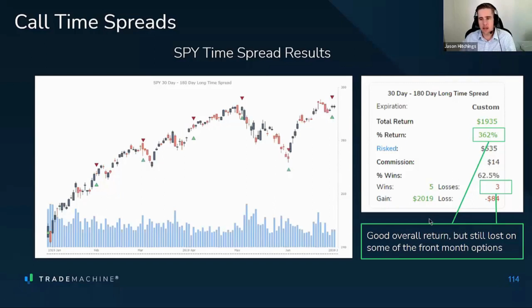So we see that on some of the legs that we sold, we lost money on them. But overall, we did great in our position. And that's pretty typical of a rolling time spread. If you're selling an option that has some real value in it, you're going to lose some of them. But that's totally okay, especially if things are moving in the right direction in your back month option.